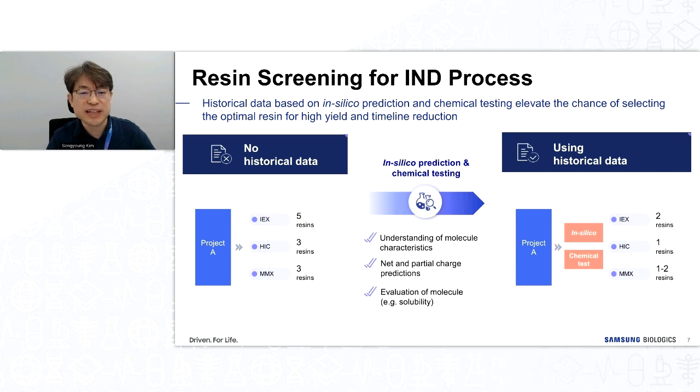Without our historical data, selecting the right resin for the project would be ambiguous and time-consuming. However, by leveraging our understanding of molecule characteristics through in silico prediction and chemical testing, we can narrow down the selection of resin candidates, shortening the timeline significantly.